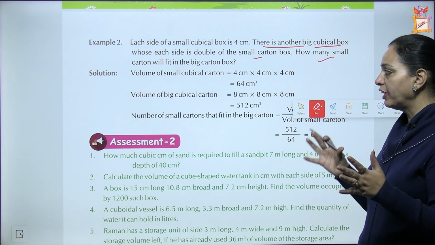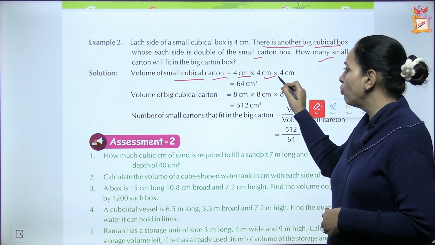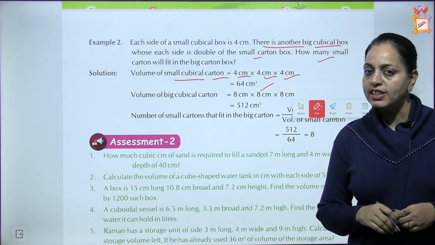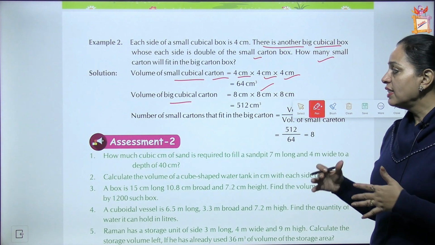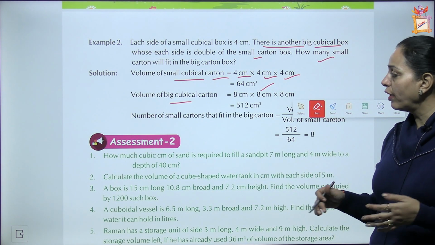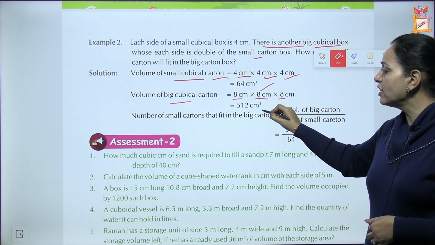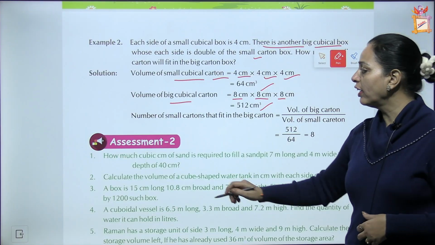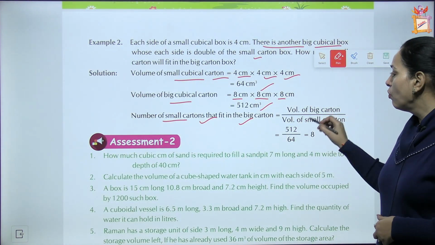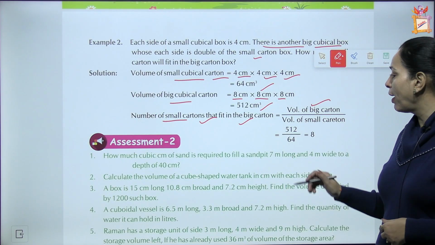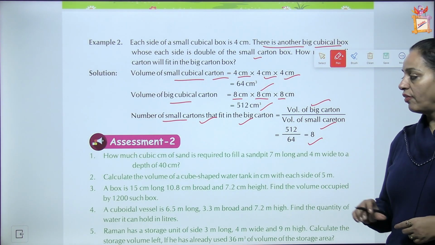It means we will find the volume of both. So volume of small cubical carton is 4 into 4 into 4, 64 centimeter cube. So volume of the big cubical carton, its side is double of the smaller one, means 8. So 8 into 8 into 8, 512 centimeter cube. We have to find the number of small cartons that fit in the big carton. It means volume of the big carton divided by volume of one small carton. So this is the answer, 8.